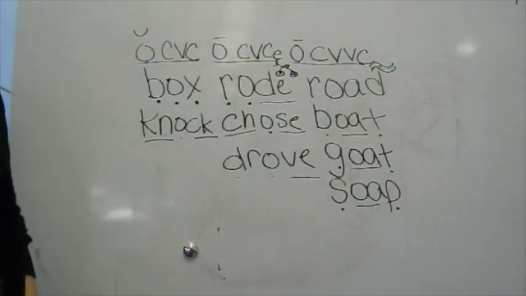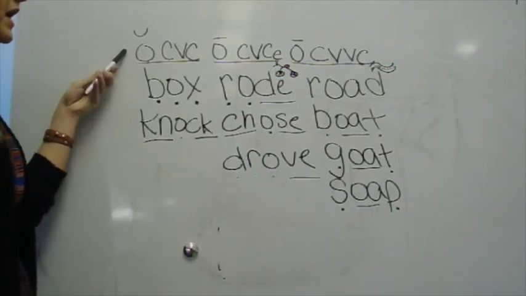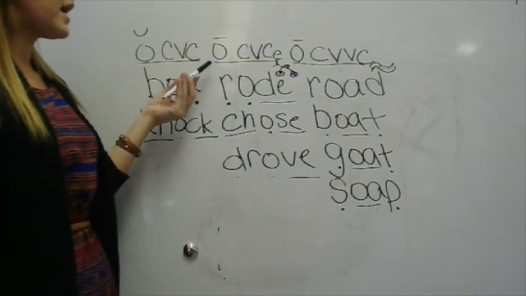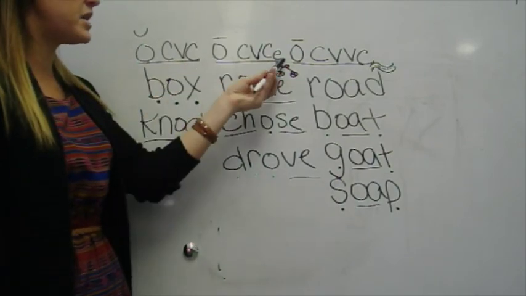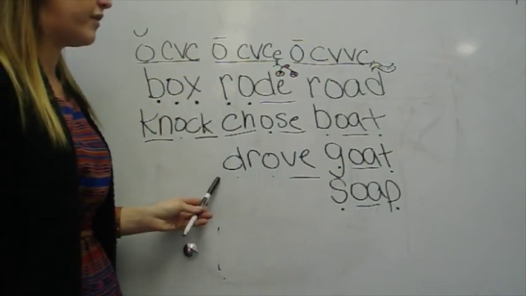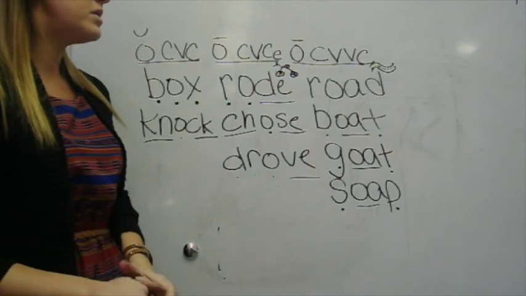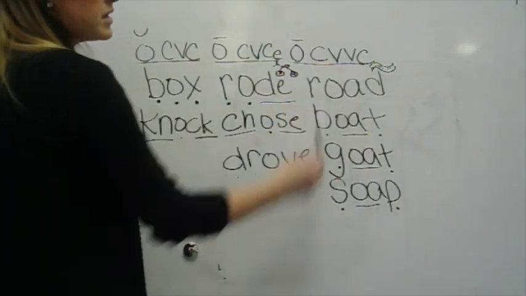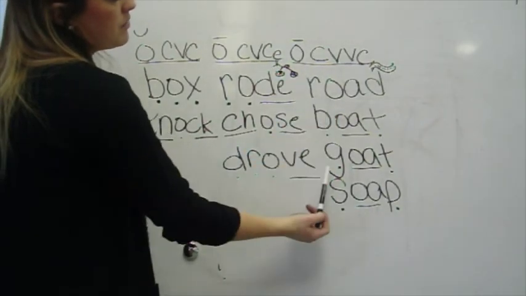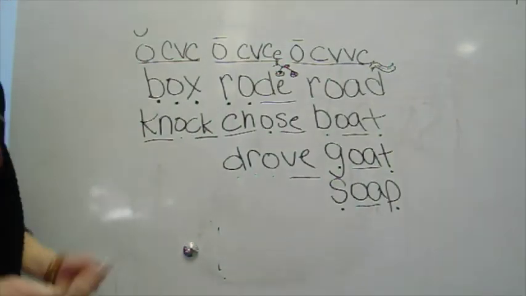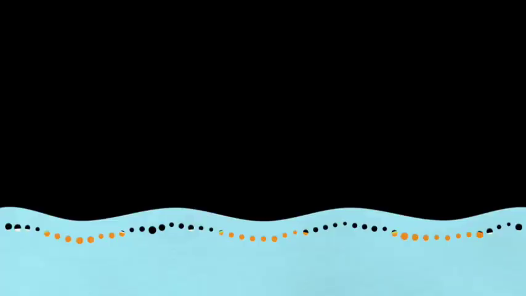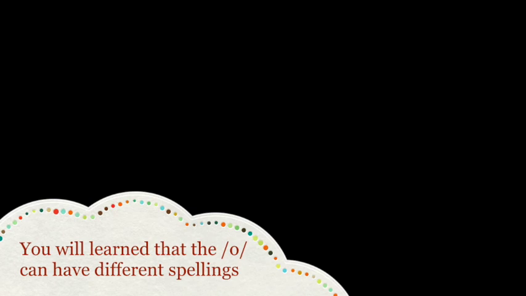Okay, let's go over our patterns one more time and the words that we have for this week. Our first pattern is that short vowel sound, consonant, vowel, consonant pattern. Box. Knock. Our second column is going to be that long o sound with the magic e at the end, making this letter say its name. O, rode. O, chose. O, drove. And our third pattern is that long o sound with those two vowels going walking, but the first one's doing the talking. So we're going to say o here. O, road. O, boat. O, goat. O, soap. Now it is your turn. Take out your sort and do it on your own. Today you have learned that the o sound can have different spellings.